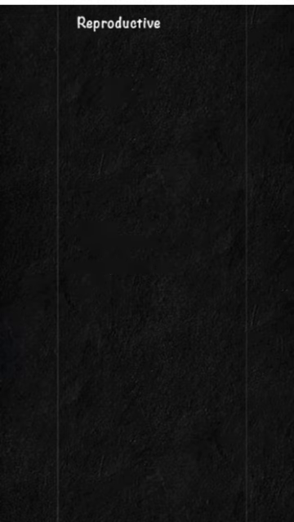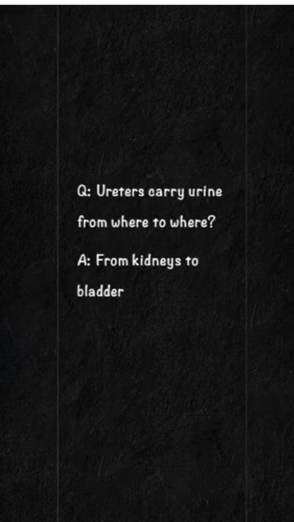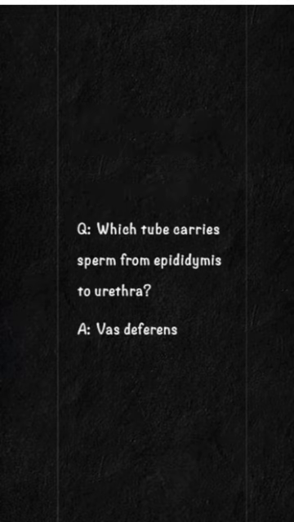Then urinary or reproductive system. This question was recently asked in AAPC. Ureter carries urine from where to where? The answer is kidney to bladder. Which tube carries sperm from epididymis to urethra? Vas deferens.